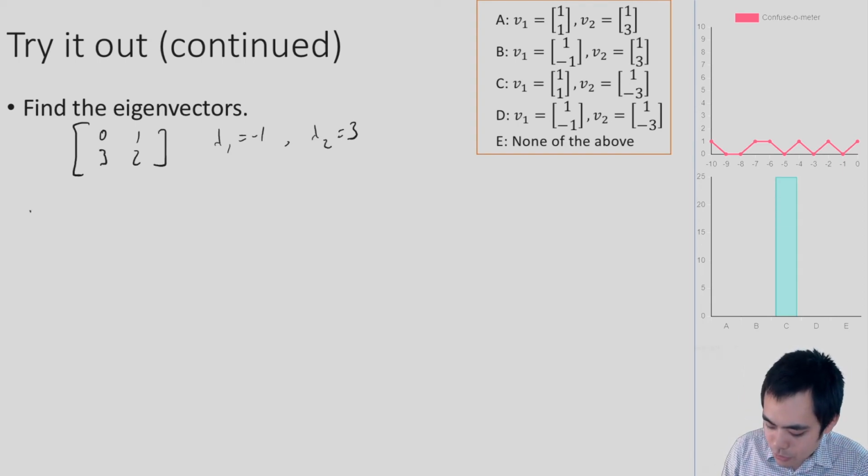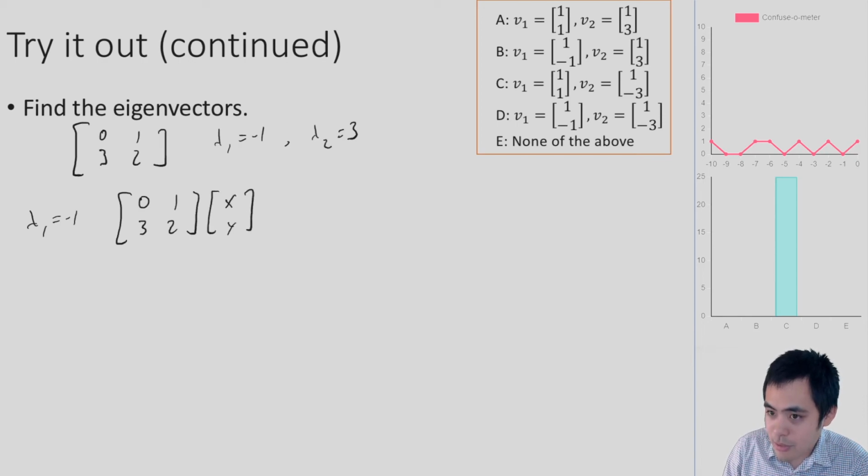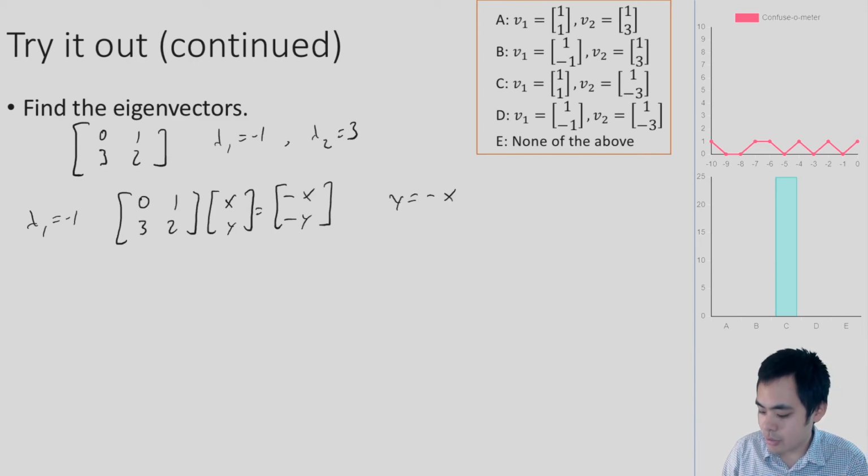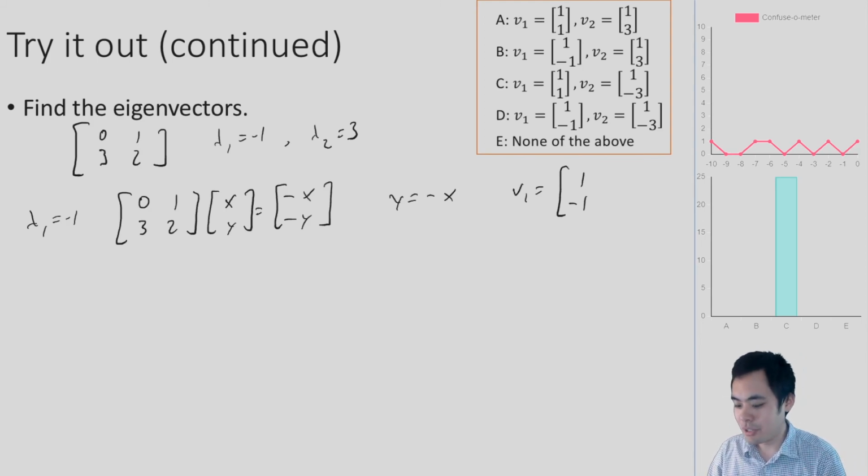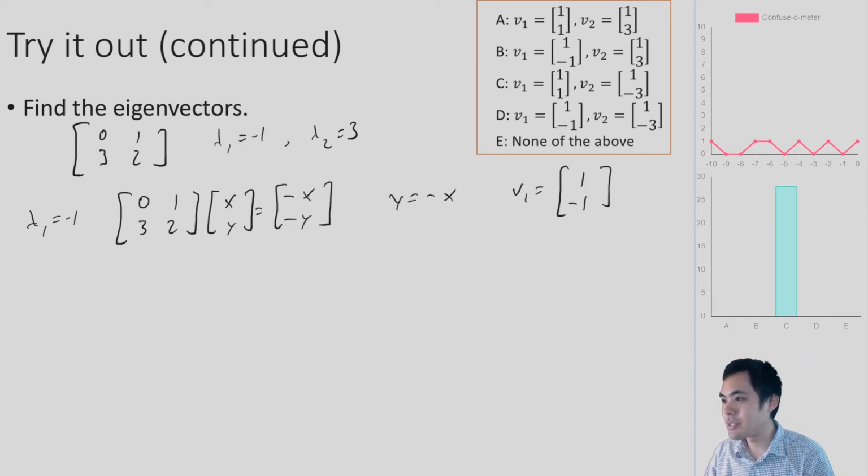So we have lambda 1 is equal to minus 1. So that's 0, 1, 3, 2 times xy is equal to minus x minus y. So you're left with y is equal to minus x. And so v1 is equal to 1 minus 1. So notice that C turns out to not quite be correct here. So we need to figure out what it actually is.